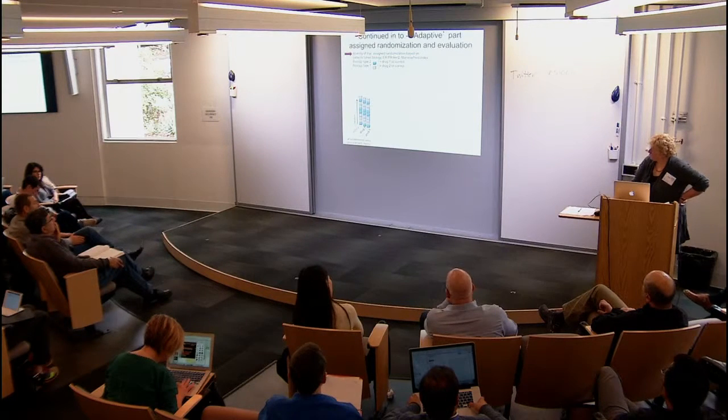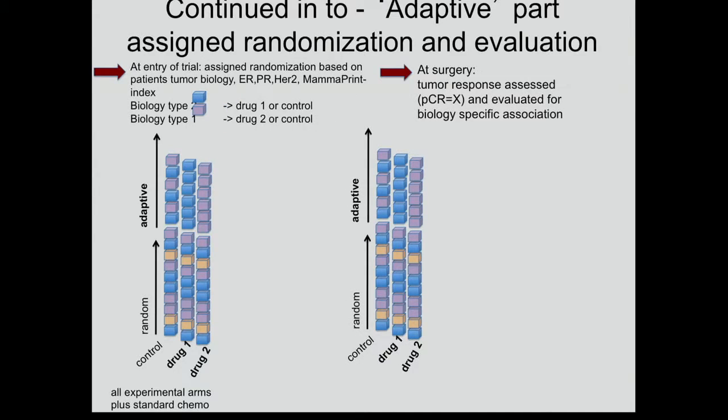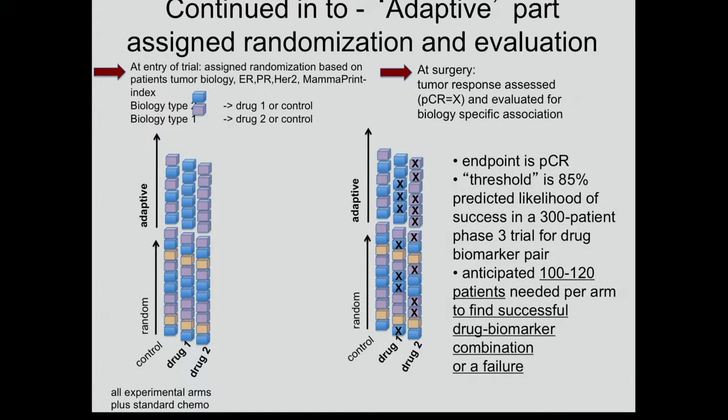So this is, you start to assign randomly, and at one point you start to recognize that biology type 2 responds to drug 1, so you start to enrich for that particular biological subtype in that arm, assess the PCR, and when there is a predicted likelihood of success in a subsequent 300 patient phase 3 trial, then the drug can graduate out of the trial.